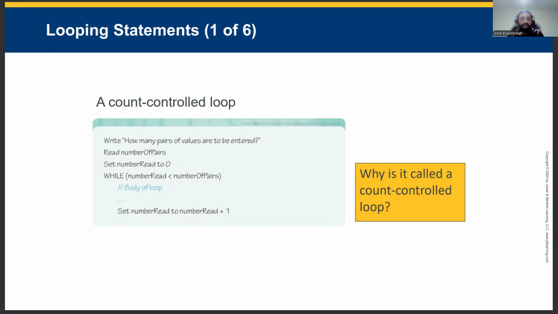Count-controlled loops are common in tasks such as processing each item in a list or running a procedure a fixed number of times. This slide demonstrates the structure visually and highlights how the loop depends on initialization, condition checking, and updating the counter. Count-controlled loops are predictable, easy to manage, and essential for many iterative algorithms.